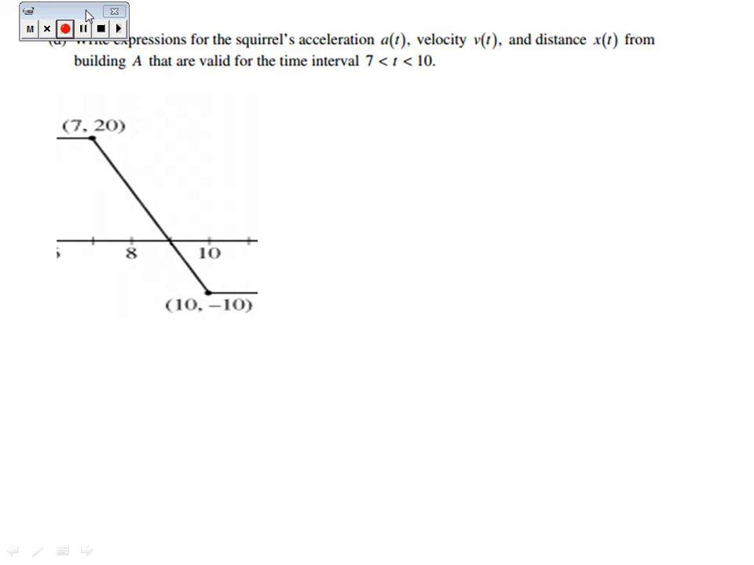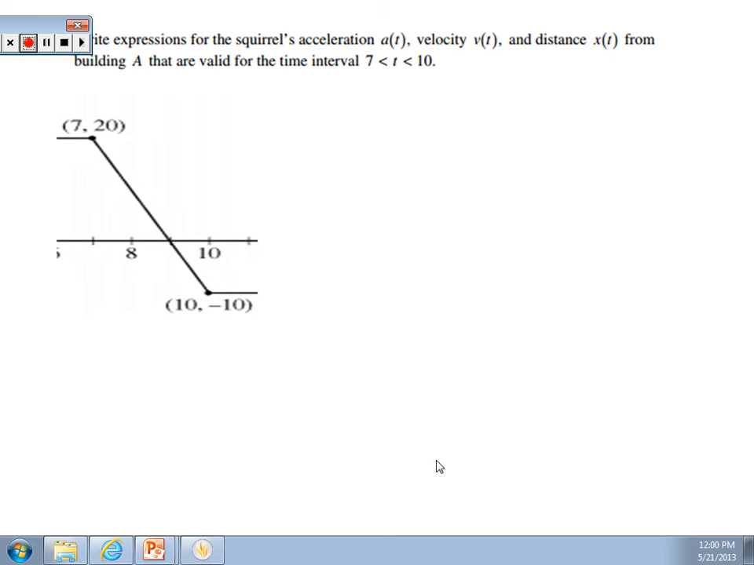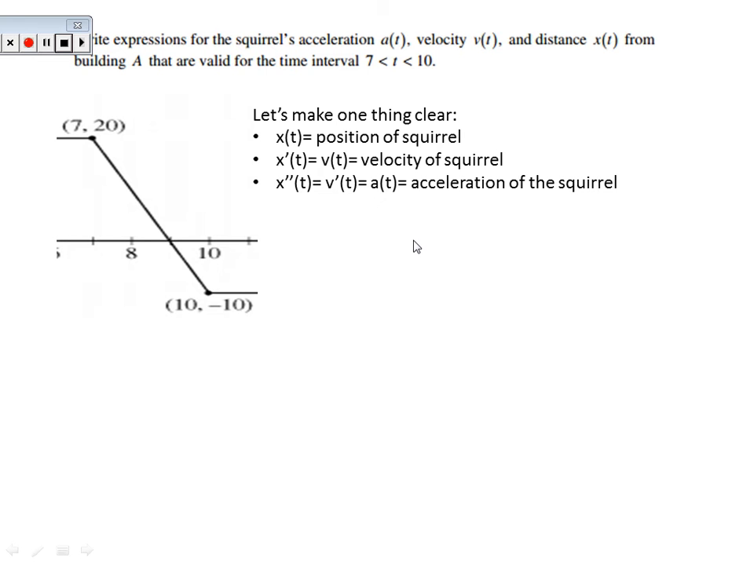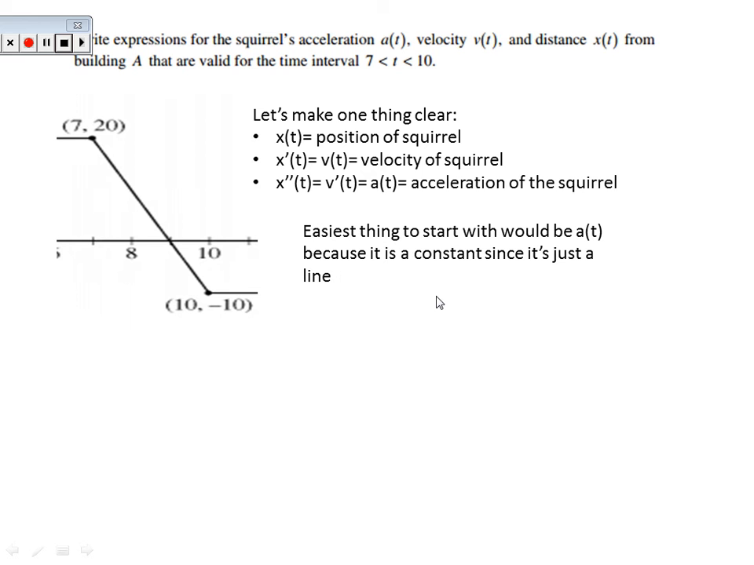Alright, part D. Write expressions for the squirrel's acceleration, velocity, and distance from building A that are valid for the time interval 7 to 10. So let's make something clear again. x of t is the position or distance of the squirrel, and the derivative of x of t is equal to the velocity of the squirrel, and that would mean that the double derivative of x of t is equal to the derivative of the velocity v of t, which is equal to the acceleration of the squirrel a of t.